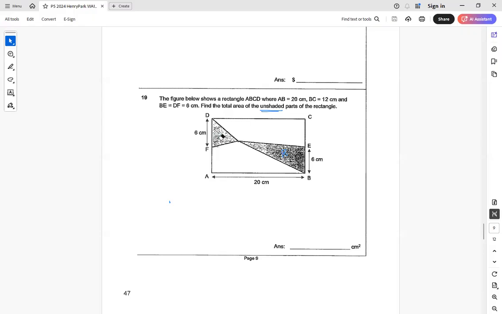Okay, let me change color to perhaps, what color should I change it to? Okay, never mind. Let me just stick with it.